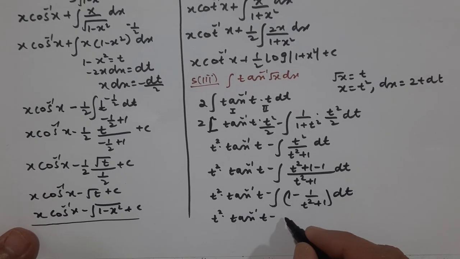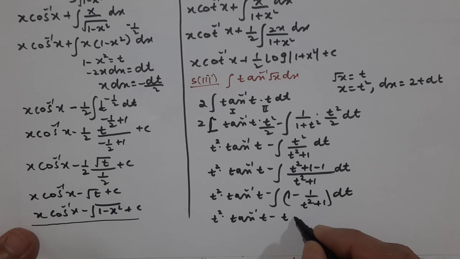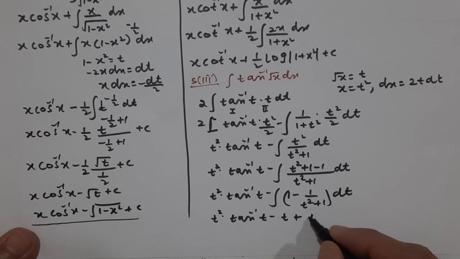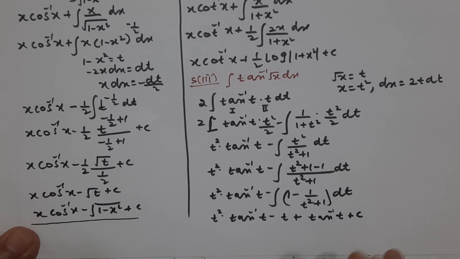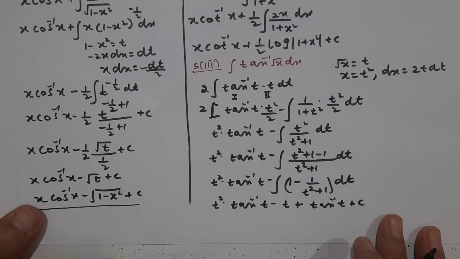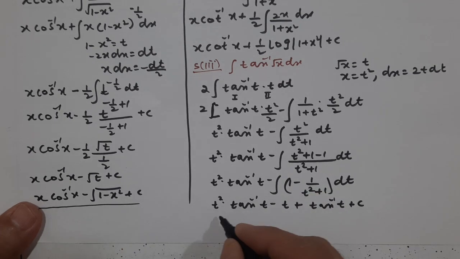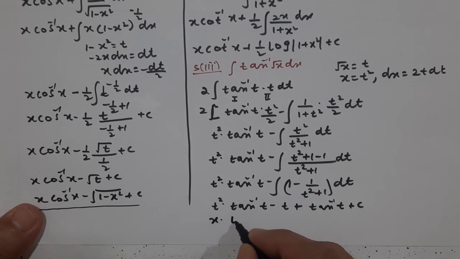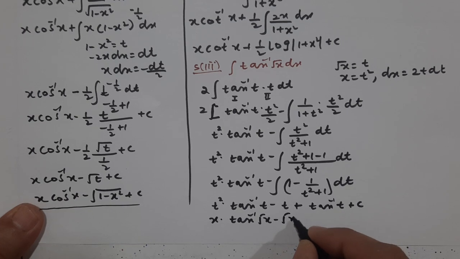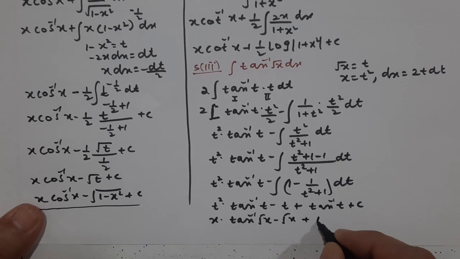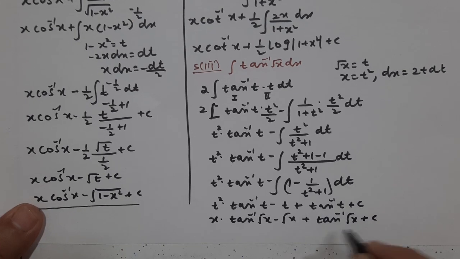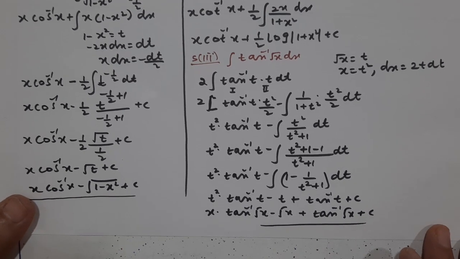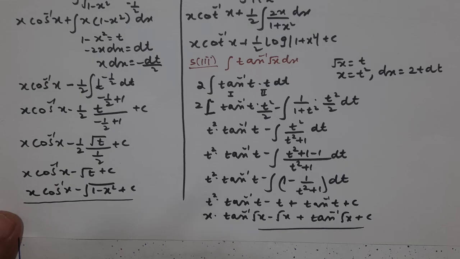Now integrating, integral of 1 is t, and integral of 1 upon t square plus 1 is tangent inverse t, plus c. Now putting the value of t is root x. So root x square is x, tangent inverse root x, minus root x, and tangent inverse root x. So students, this is the answer of this question. I hope this is clear to you, students.